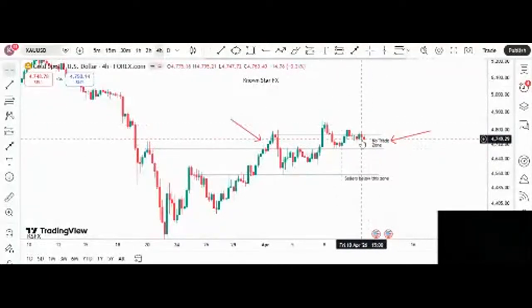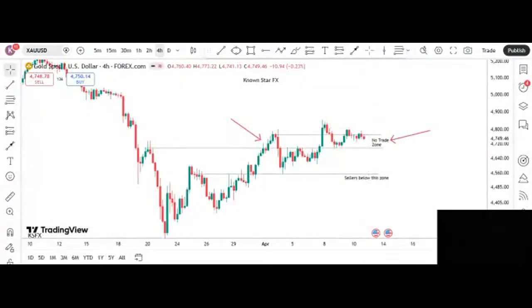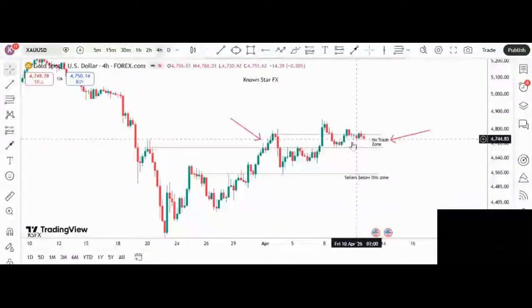level right here. The only thing that will make us enter any position from here is if we get a break. Probably we get an engulfing bar break above that zone, then we might be looking at, okay, we're going to make use of that opportunity. But anything within this zone, we really don't have any interest. We really don't have anything to do with whatever is going on here.